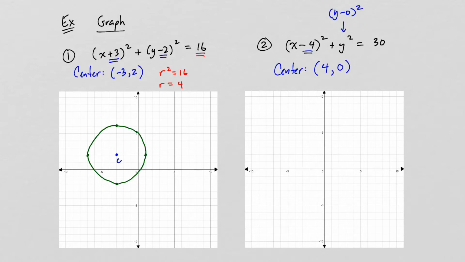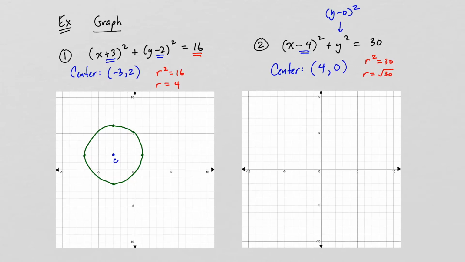And then the radius, well, again, we know that r squared equals 30. So that means r will be the square root of 30. And so if we're going to graph this, we need to approximate what is the square root of 30. And the square root of 30, if you plug it into a calculator, is approximately equal to 5.5.